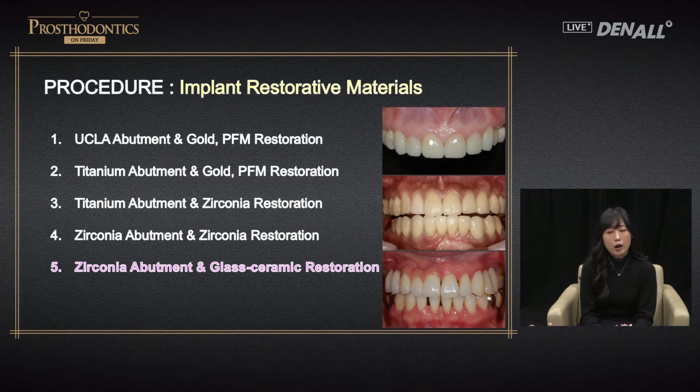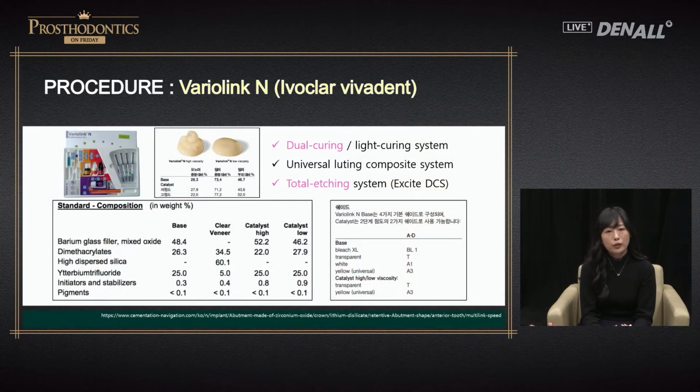Next is cementation for zirconia abutment and glass ceramic restoration. Let's look at the procedure. Glass ceramic is a very aesthetic ceramic restoration, and therefore light curing or dual curing resin cement should be imperatively used for aesthetics. Ivoclar Vivadent's Variolink N, which is a dual curing resin cement, was used in this example.